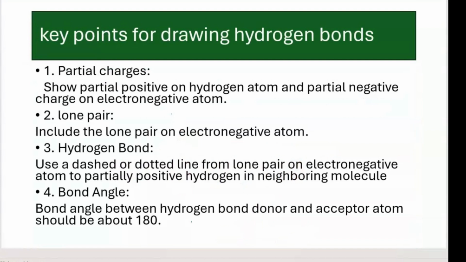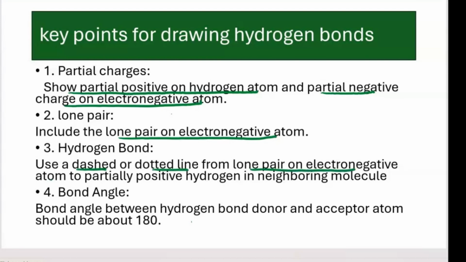I would like to discuss the key points of drawing hydrogen bonds. Show the partial positive charge on the hydrogen atom and the partially negative charge on the electronegative atom. Include the lone pair on the electronegative atom and use a dashed or dotted line from the lone pair of the electronegative atom to the partially positive hydrogen in the neighboring molecule. The bond angle between the hydrogen bond donor and acceptor atom should be about 180 degrees.